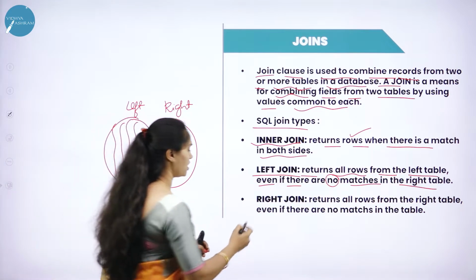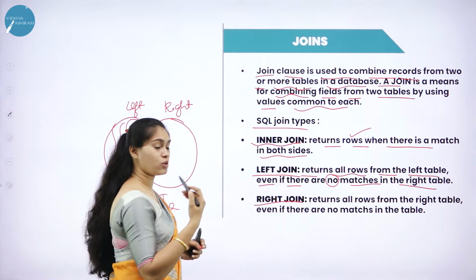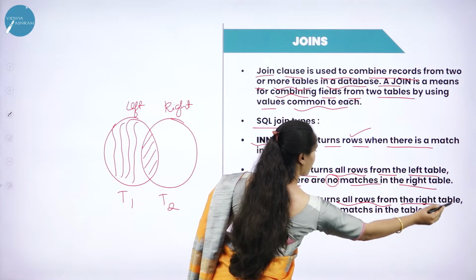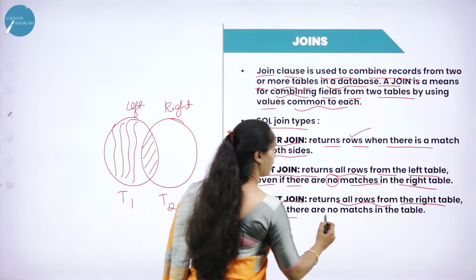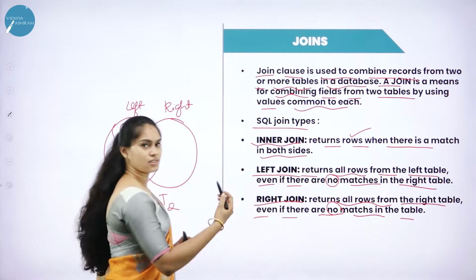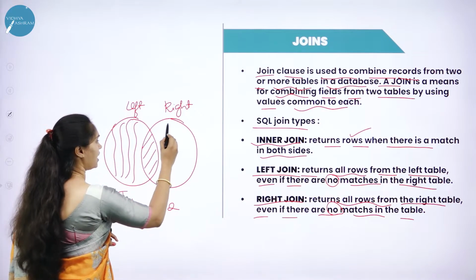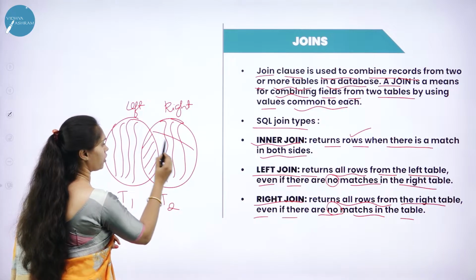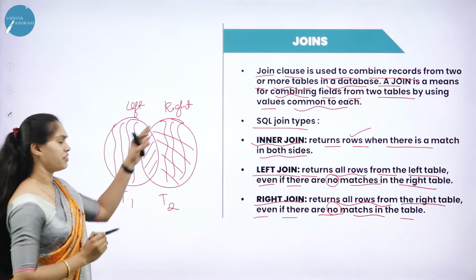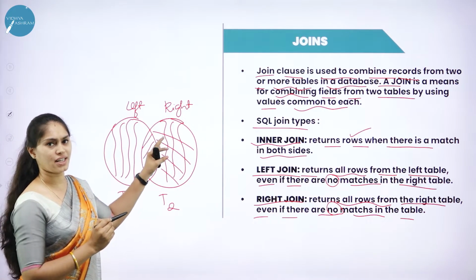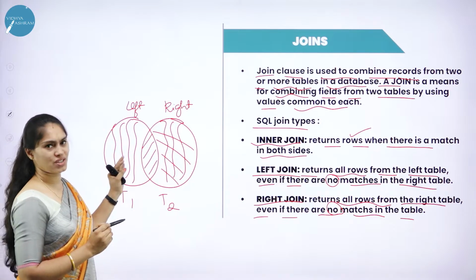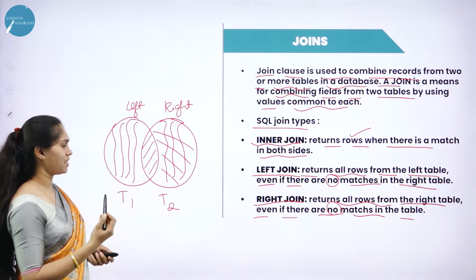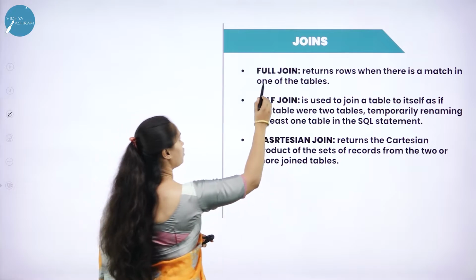Just opposite to this we have a right join. It will return all the rows from the right table even if there is no match in the left table. So the right table will display all of its rows even though there is no match in the left table.